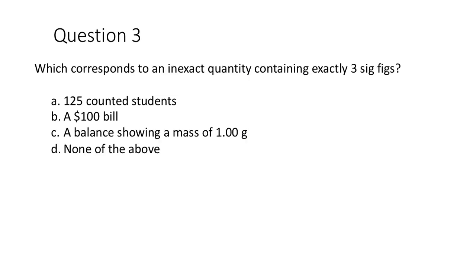Question 3 here, which corresponds to an exact quantity containing 3 sig figs. Okay, so I have 125 students that I counted precisely. So no funny business here. We go through with a precise counter, where we are exactly and precisely counting in a room that there's exactly 125 students in that room. Nobody's left, nobody's entered. We haven't miscounted. We've double, triple, quadruple checked. We are certain of those 125 students. This is an exact quantity. Anytime you can count precisely and exactly, then it's exact.